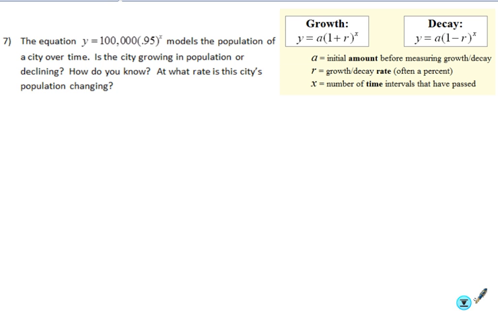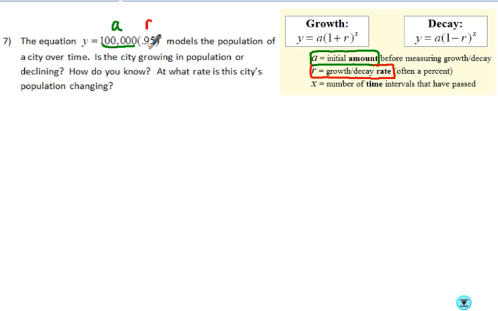Alright, so let's take the equation they give us here. We know that the first number represents A, the initial amount. So I know that we're saying it's a city that has 100,000 people in it. So this is our initial amount. And then we know that the number inside the parentheses represents how it's changing. So this is our rate. Now, what we have to figure out is whether 0.95 represents a rate that is growing or decaying.